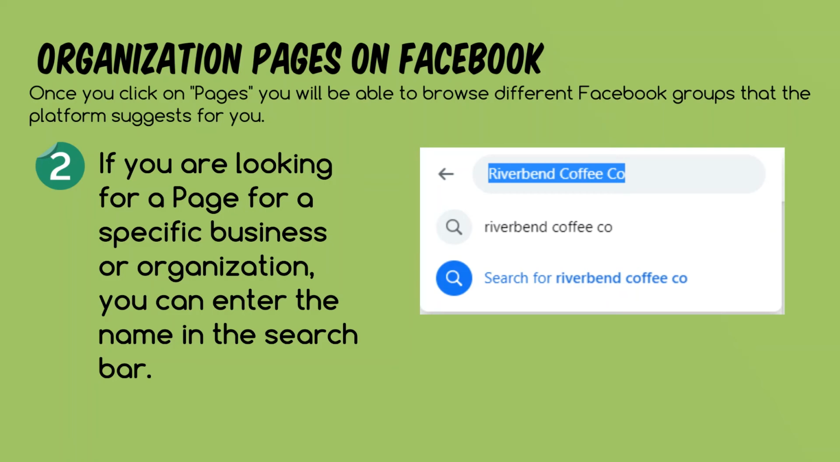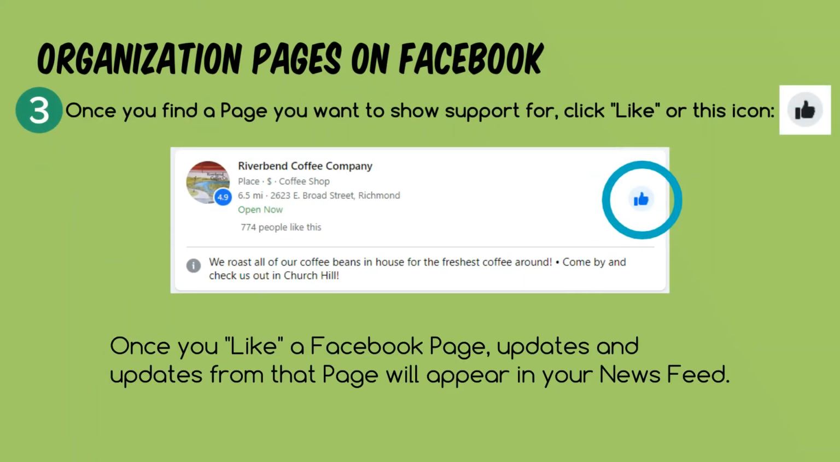If you are looking for a page for a specific business or organization, you can enter the name into the search bar. Here I have entered the name of a coffee place I like, Riverbend Coffee Co., just to see if I can find their Facebook page and then show them support by liking them. So here I found it.